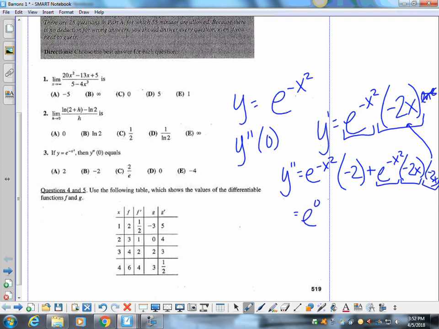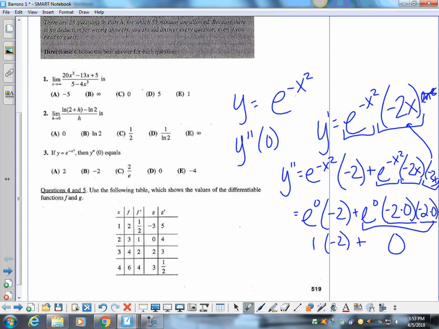E to the 0 times negative 2 plus e to the 0 times negative 2 times 0 times negative 2 times 0. Well, that goes to 0, that goes to 0. That's going to wipe all that out. E to the 0, anything to the 0 is 1. And 1 times negative 2 is negative 2.